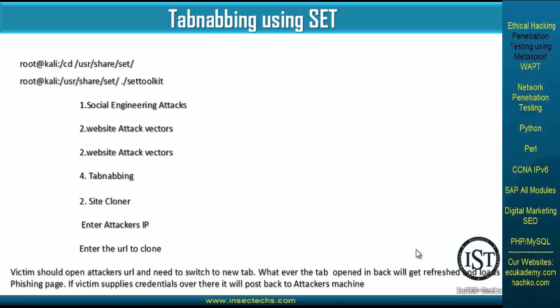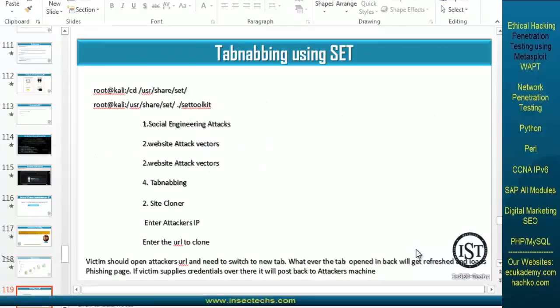Okay, in the back end, what is happening here is that it is retrieving the credentials, the username and the password, by using the concept called tab nabbing. This is what is happening. So now quickly we will have a demonstration of this.